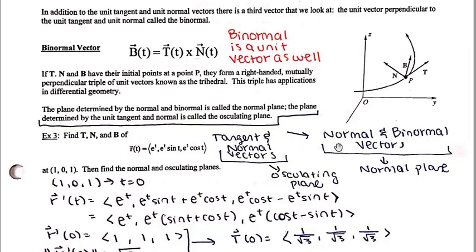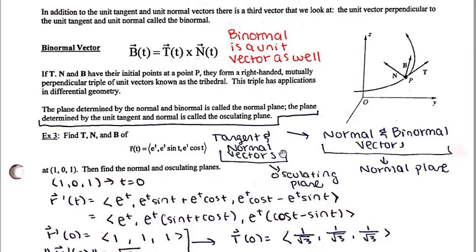Additionally, we have the normal plane, which contains the normal and the binormal vector. To write the equation of the normal plane, I need a vector that is orthogonal to both the normal vector and the binormal vector. And the natural choice would be the tangent vector, because it is already orthogonal to the normal vector and already orthogonal to the binormal vector by definition.